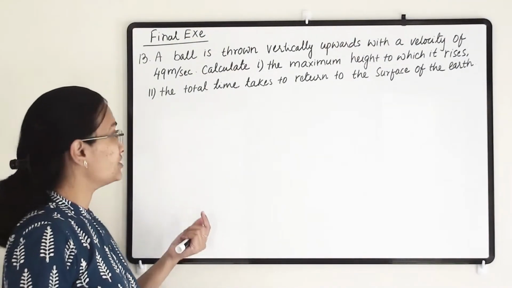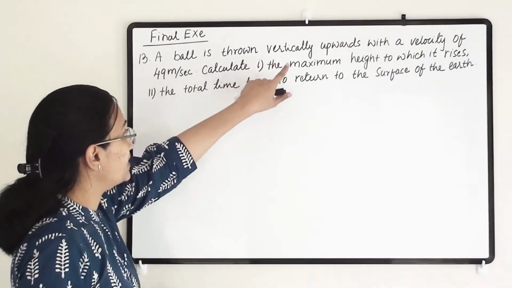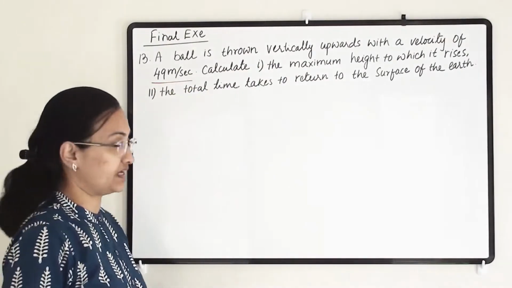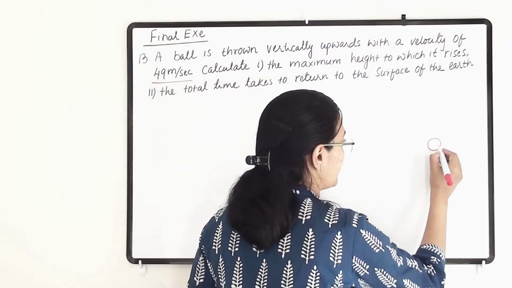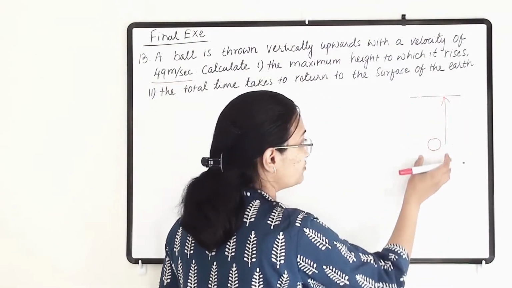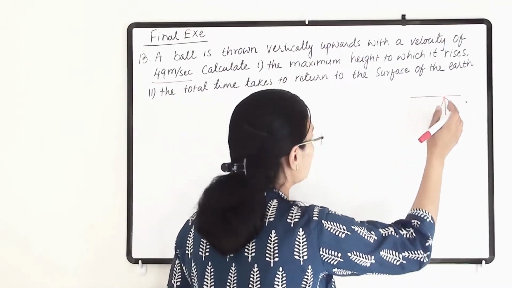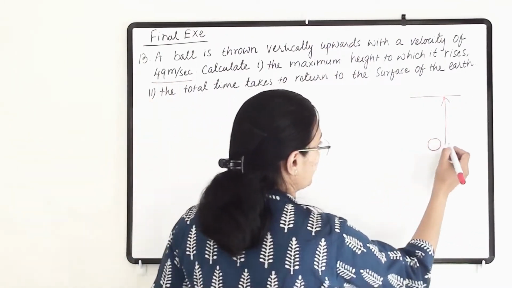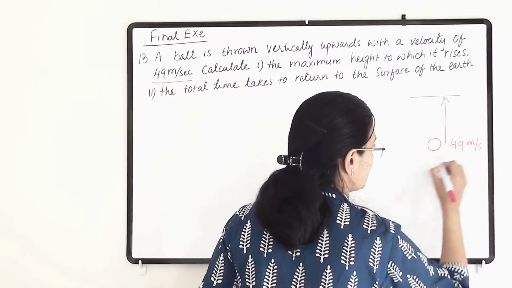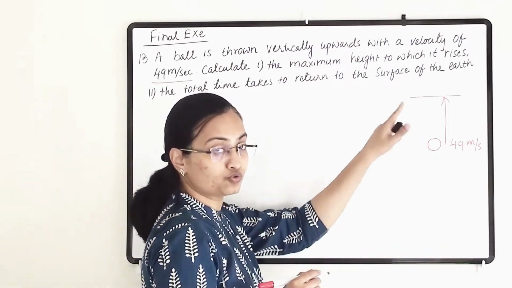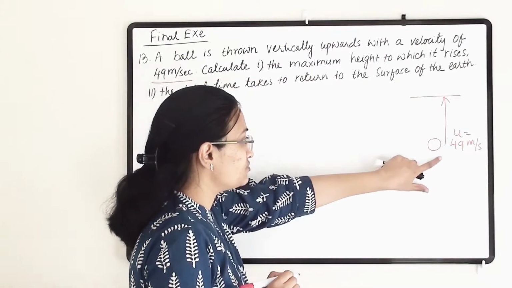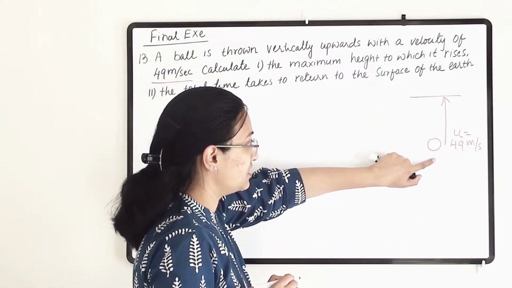Our 13th question is, a ball is thrown vertically upward with a velocity of 49 meter per second. So one ball is there and we are throwing it upward, and the velocity with which we are throwing it upward is 49 meter per second. With this velocity we are throwing it upward, that means this is the initial velocity.